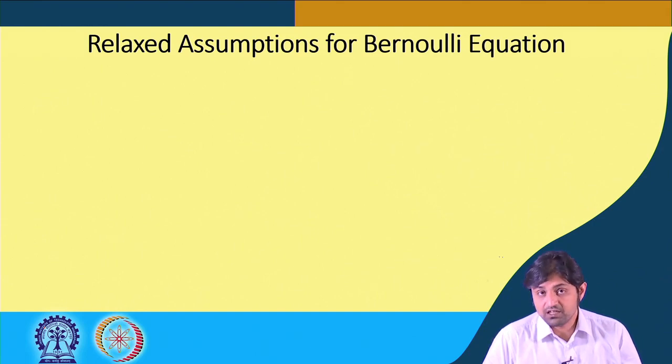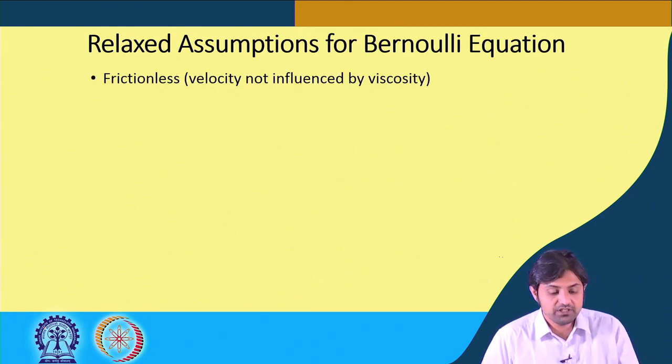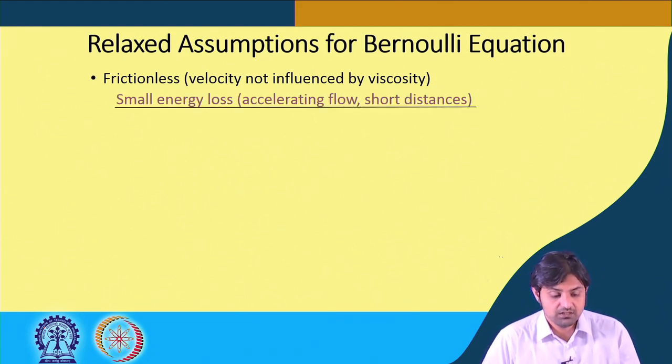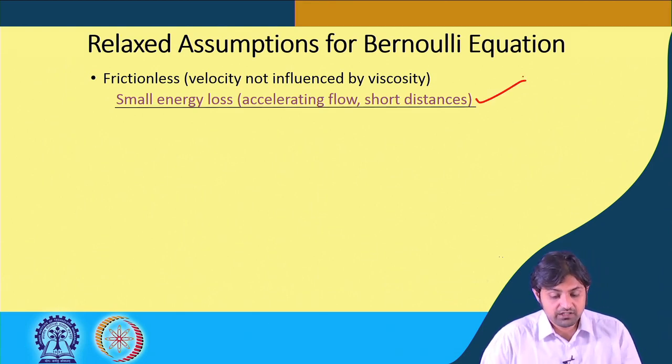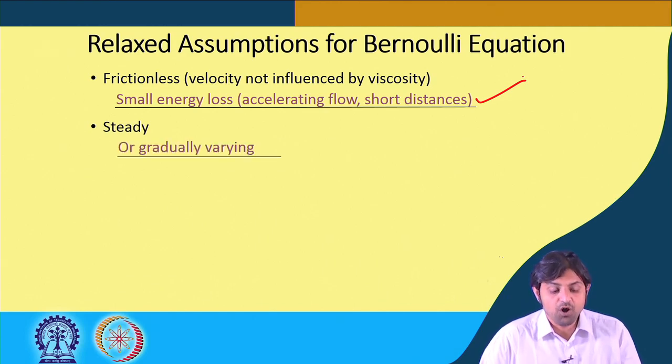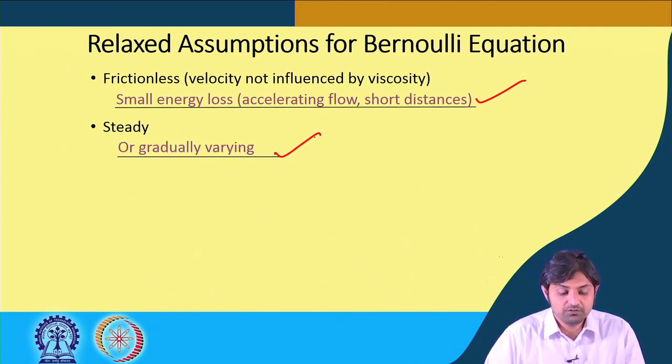So there are some relaxed assumptions for Bernoulli's equation. Ideally, Bernoulli's equation should be applied under the assumptions that we discussed a couple of slides ago, but there could be some relaxed assumptions. For example, frictionless, meaning the velocity is not influenced by viscosity. If the flow is not frictionless, there will be some energy loss. Accelerating flow, for example at short distances, we can apply a steady flow, or we can also use gradually varying flow.